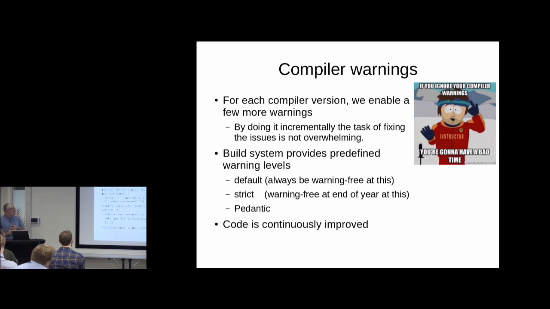The build system provides 3 predefined warning levels. The default level, where the code should always be warning free. We have the strict, where it should be warning free at the end of the year. And we have the pedantic, which I don't think anyone uses. We think this is a way to continuously adapt and improve the code when it's supposed to live for decades. If we don't dare to follow the world outside, we will very soon have code that is old again.